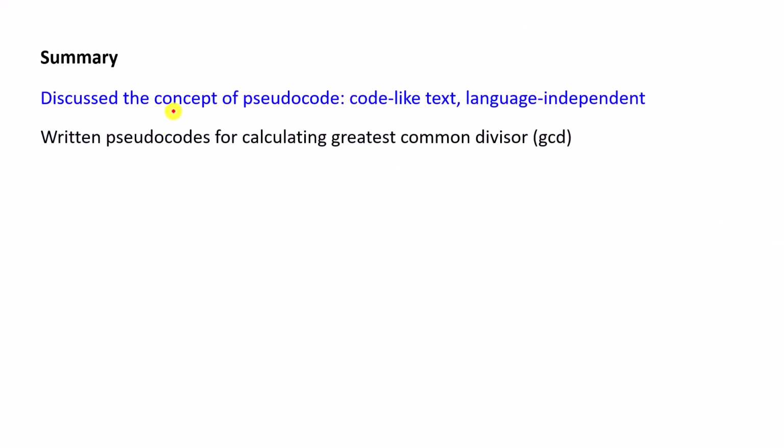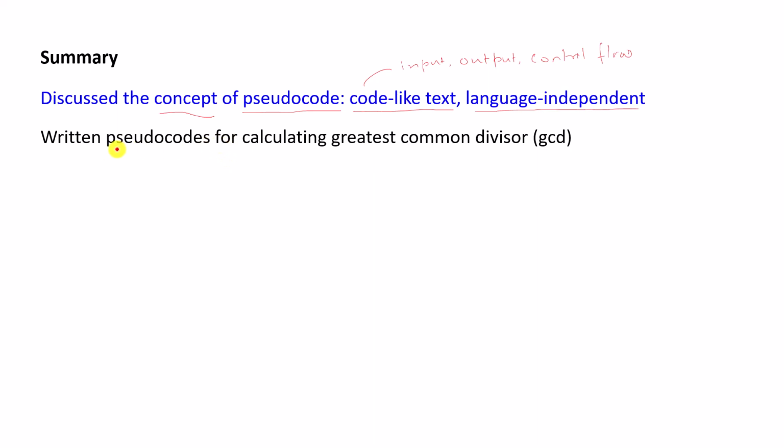So now to summarize, in this lecture, we have discussed the concept of pseudocode. Pseudocode, as you have seen, is code-like text and is language independent text. This includes input, output, and control flow, which means all these if and while and for type conditions.